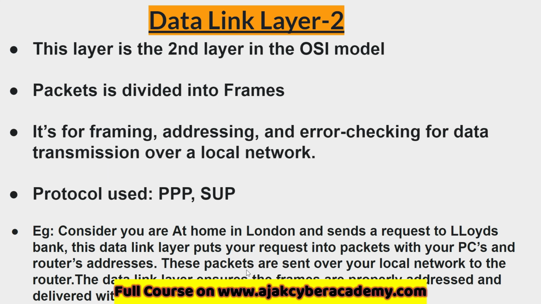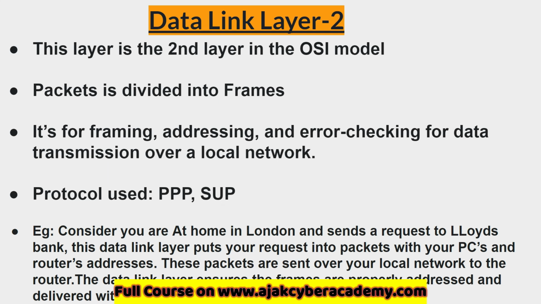You can see over here, these packets are sent over your local network to the router. The data link layer ensures the frames are properly addressed and delivered within your home network, guys. So this is how the data link layer is useful. It is the second layer in the OSI model, where packets are divided into frames, especially for framing, addressing and error checking for data over your local area network. The protocols used over here are PPP, which is point-to-point protocol, and SUP, software update protocol, guys.